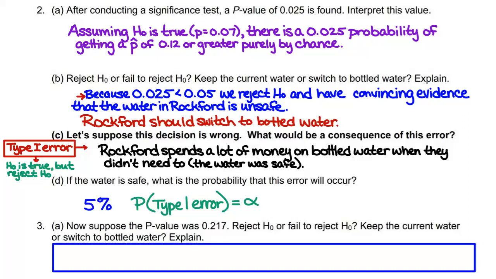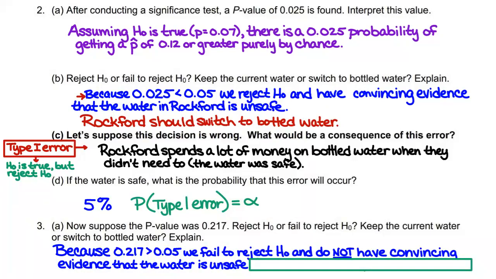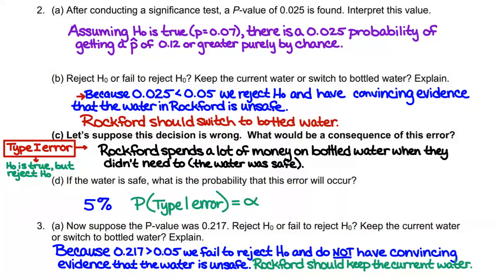So now I want you to suppose, so take everything in question 2 and wipe it from your memory. Now suppose when they ran this significance test, the p-value was 0.217. Is that a reject or fail to reject? Fail to reject. Why? Yep. 0.217 is greater than 0.05. So we fail to reject the null, and we do not have convincing evidence that the water is unsafe. Rockford should keep their current water, basically.